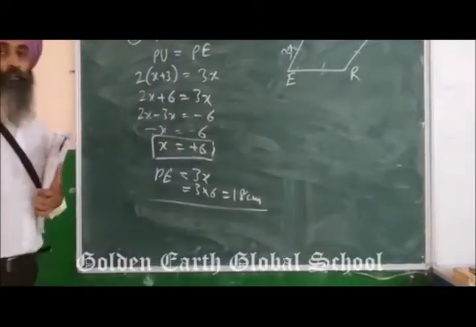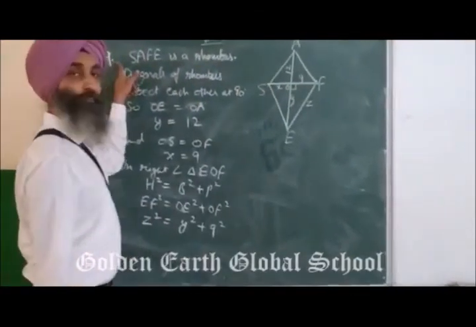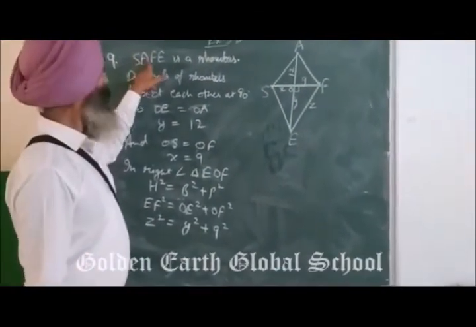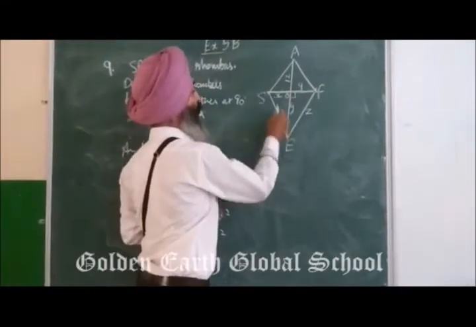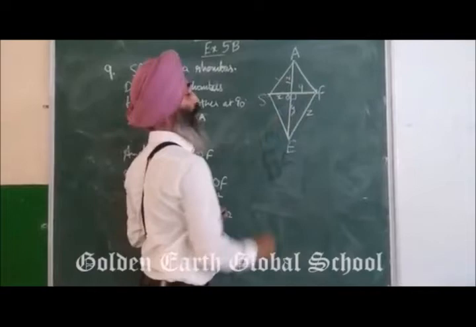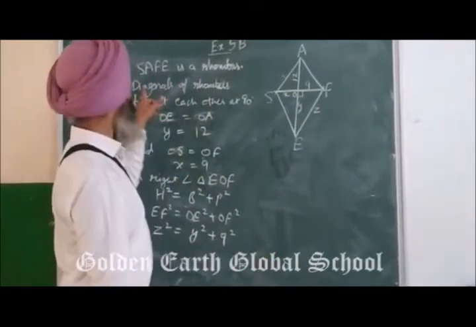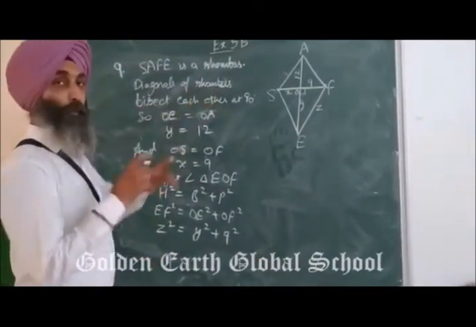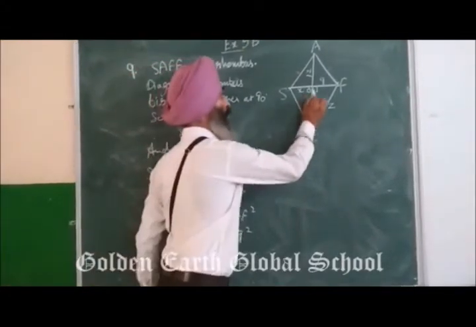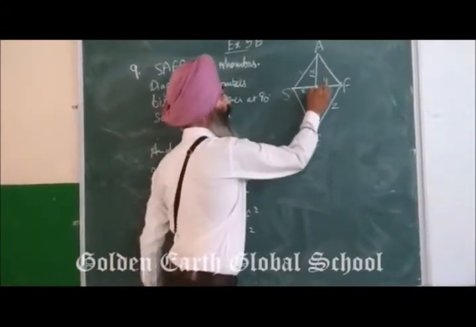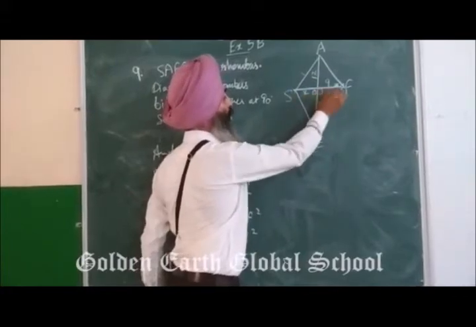Okay everyone, so this is your 9th question in which we are given a shape that is a rhombus. Rhombus means all sides are equal, and this is a property of the rhombus that the diagonals of the rhombus bisect each other at 90 degrees. Bisect means they cut equally, that is, OA is equal to OE and SO is equal to OF.